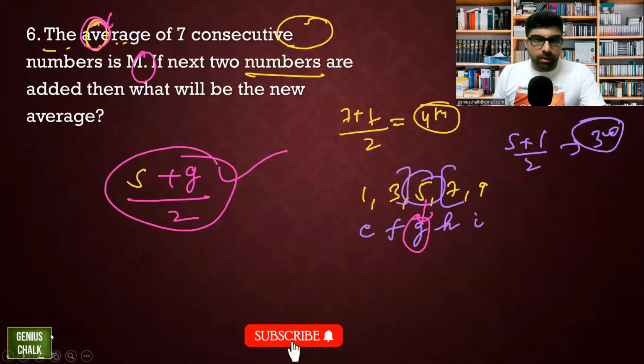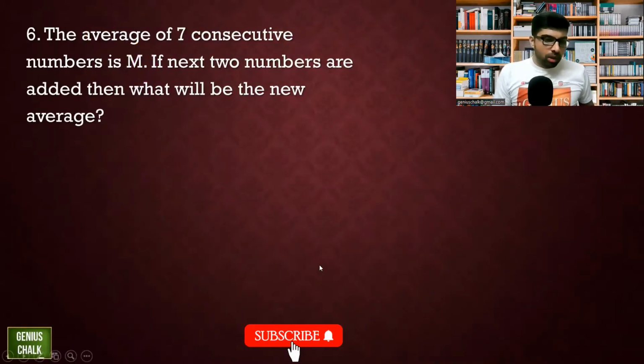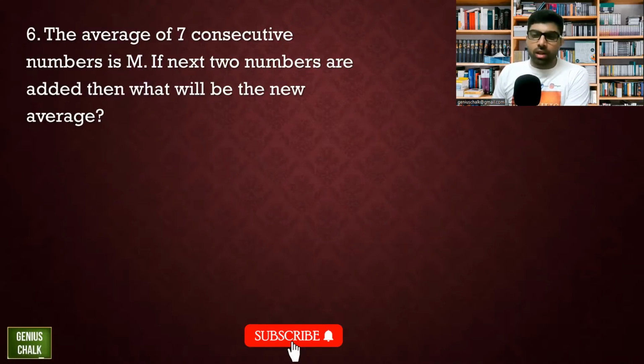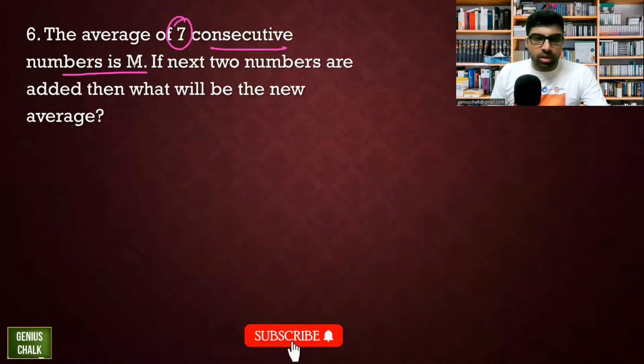All right, next one. Now there is something called addition of numbers. Now in the average, we'll add some numbers or we subtract some numbers. So let's discuss those. The average of 7 consecutive numbers is M. Fine. Now you know the rules, right? Be very strict in applying rules, else this question is very, very lengthy.